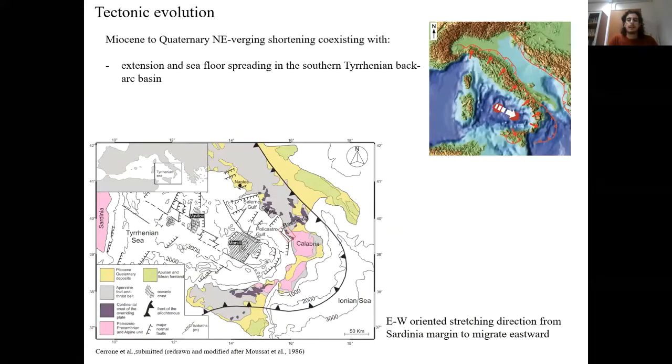Starting from the late Tortonian, the shortening in the chain has been coeval with the extension that led to the opening of the Tyrrhenian back-arc basin, with the formation of oceanic basins and the drowning of the innermost portion of the chain. The late Tortonian to Middle Pliocene rifting in the Tyrrhenian basin was characterized by an east-west oriented stretching direction, migrating eastwards from the Sardinian margin.